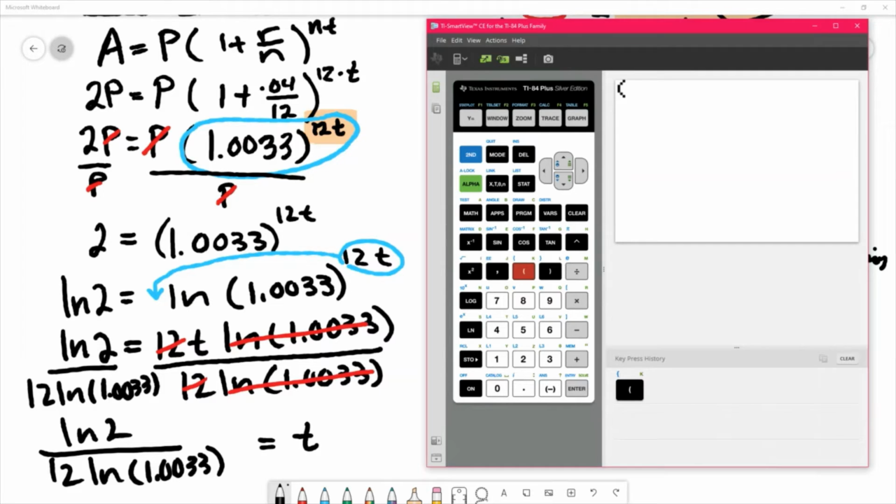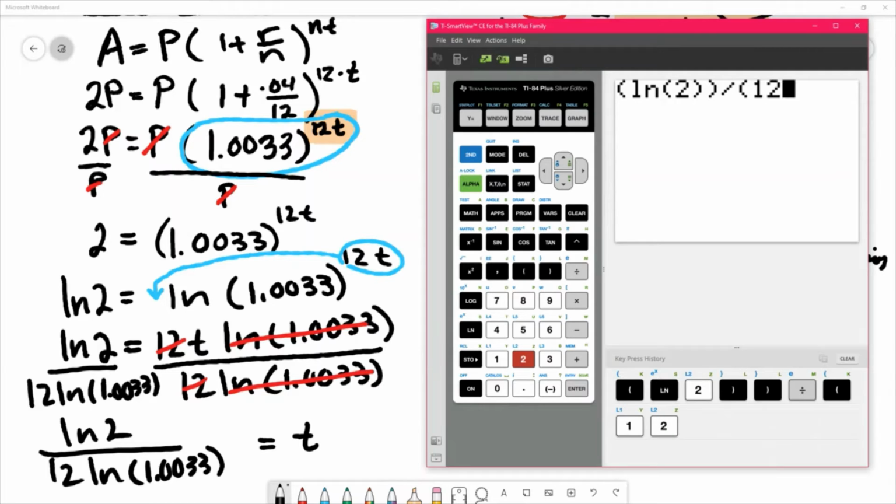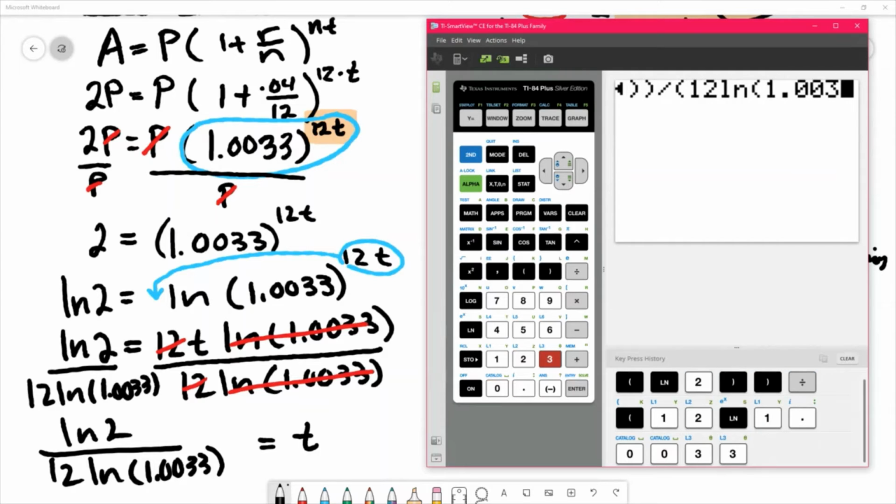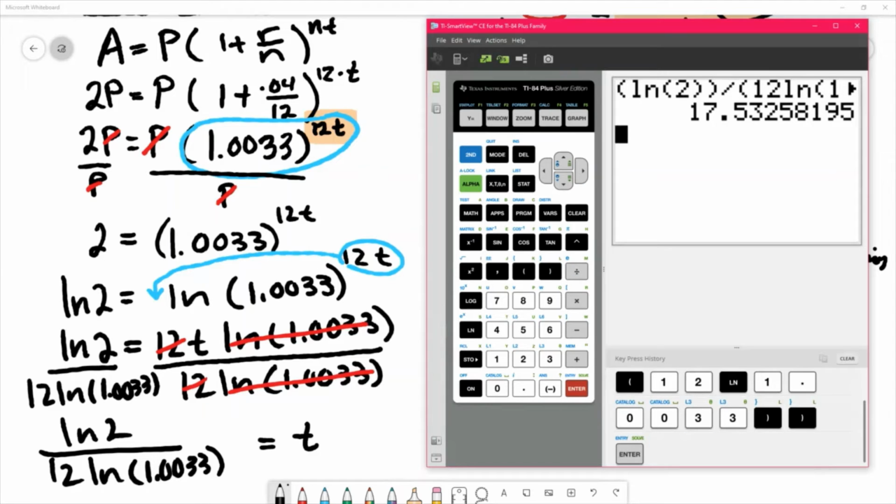I would put parentheses around your numerator and denominator, although in some cases it's not necessary. Like in this one, it's not necessary to put it around the numerator. But if you're not sure, it's better to put it. In the denominator, I do need the parentheses to make sure I divide by the whole thing. That's 12 natural log of 1.0033, close parenthesis for the log, close parenthesis for the denominator. And we have 17 and a half years.